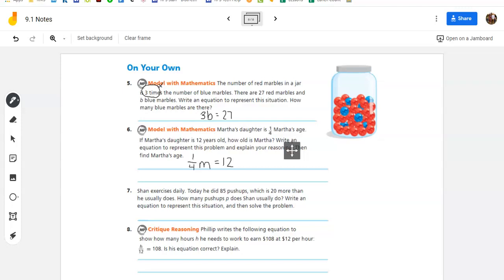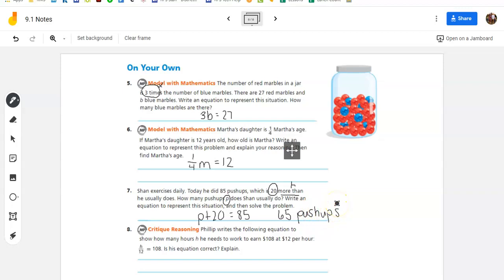Let's look at 7. Shannon exercises daily. Today he did 85 push-ups, which is 20 more than he usually does. So 20 more than means we're going to add. And our variable is P right here. So I have P plus 20 equals 85. And then they want us to solve it. So what plus 20 is 85? The answer is 65. So he normally does 65 push-ups.